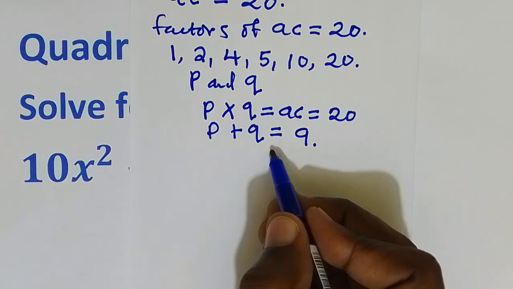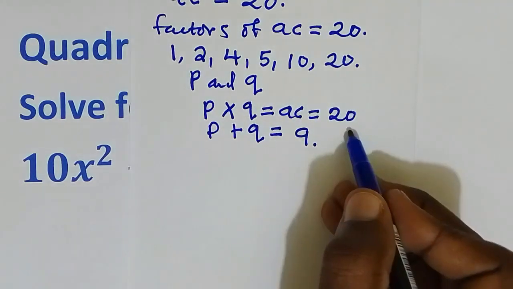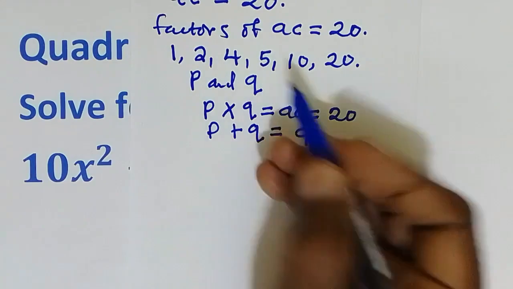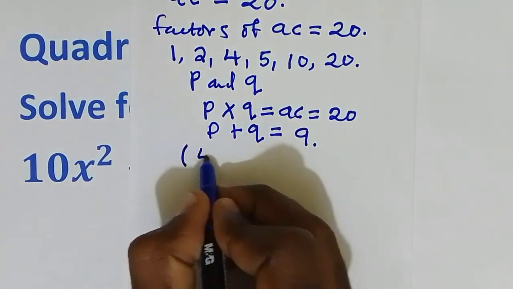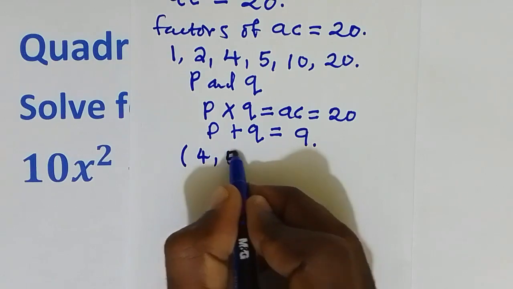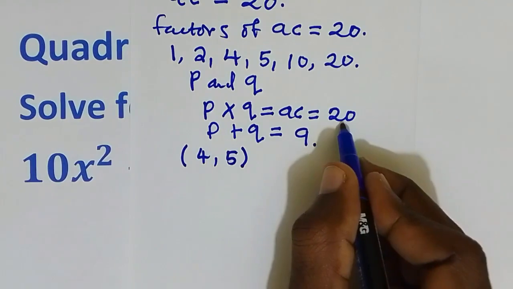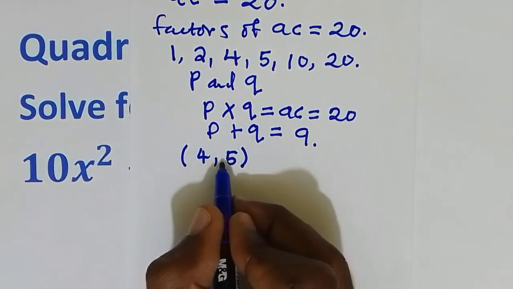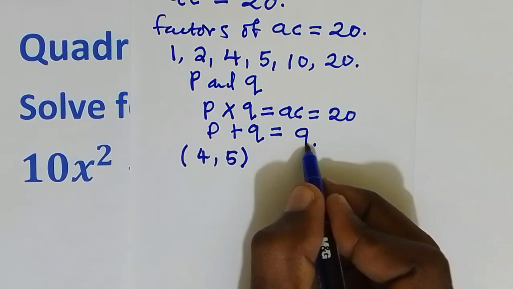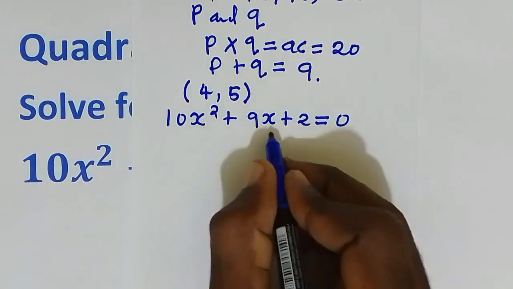The factors that satisfy this condition are 4 and 5. So factors are 4 and 5. 4 multiplied by 5 is equal to 20. 4 plus 5 is equal to 9. Now we can split the middle term.